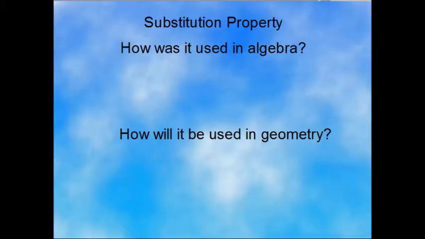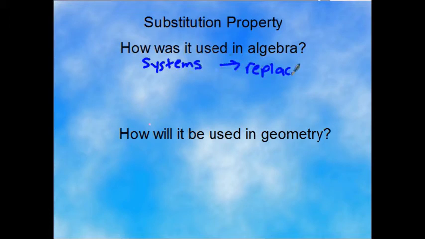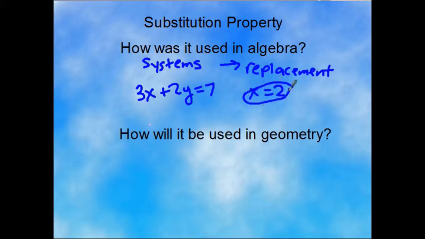So now we're going to talk about how the substitution property is going to be used in algebra. The way we use substitution, a lot of times what we saw is when we were solving systems. What we did is we used the substitution property as a replacement property. When we knew the value of one variable, we would plug it in, such as if we had the equation 3x plus 2y equals 7, and we knew that x equaled 2, we would take that 2, and we would plug it right on in for our x.